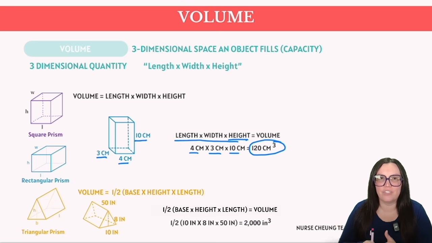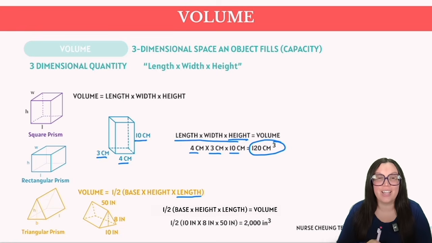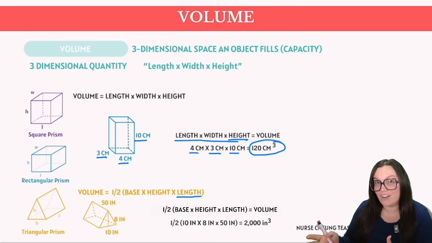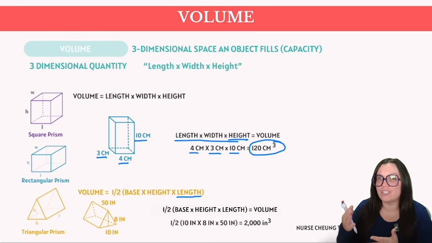Next, let's calculate the volume of a triangular prism. Just like with the area of the triangle, we multiply half of our base times our height. But again, we've added an additional unit of measure, which is our length in this situation. So if you can remember the area of a triangle, it's going to be really easy for you to remember the volume when it comes to a triangular prism, because the only thing that we are adding is that additional unit of measurement, which is our length.